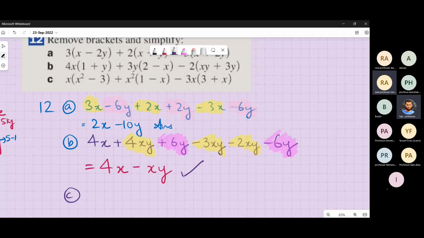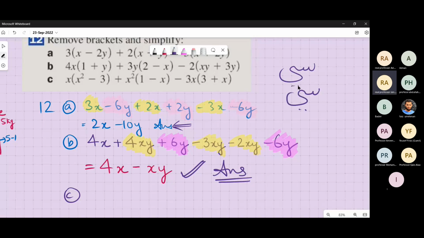Who got the answer B like this? I got it. Same? Yeah, I'm solving B. Mister, can I say C? Yes, you can say C. I also said C. The answer? No, wait. Okay.